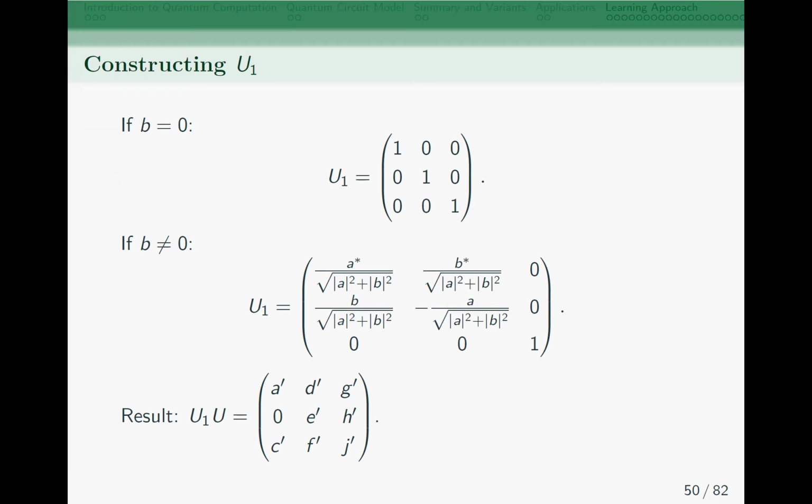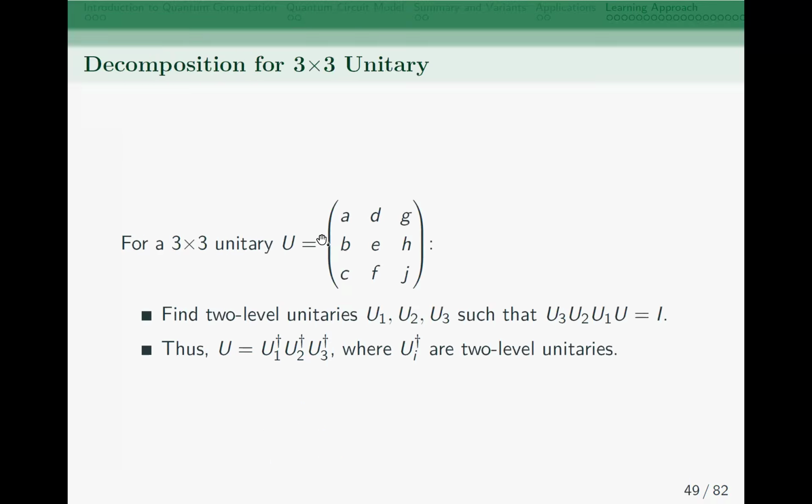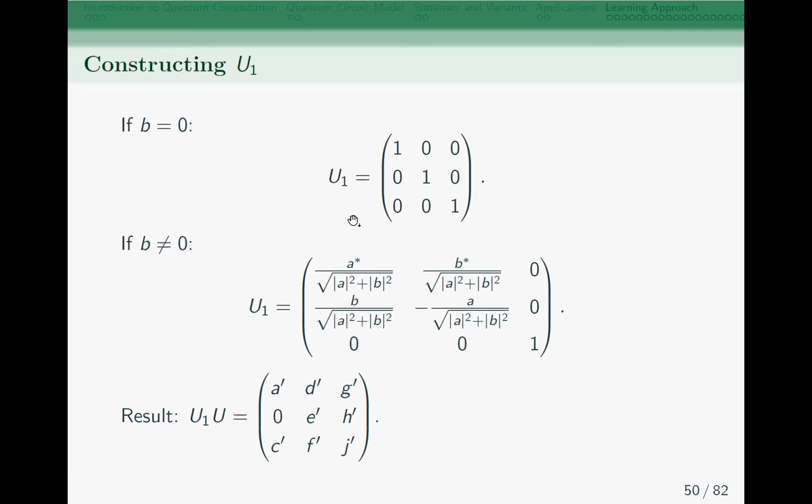So you can see this U1 takes the submatrix A, B. Right, so you see this A and B here. This U1 is defined with this. This is a unitary, right? Basically, this is about some rotation. And the goal for this U1 is that we hope U1 times U will make the original B 0.